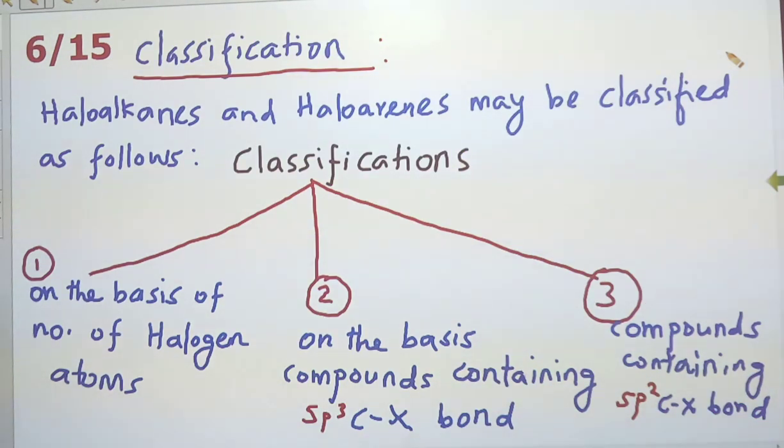Let us see the classification of haloalkanes and haloarenes. Haloalkanes and haloarenes may be classified in three ways. First one is on the basis of number of halogen atoms. Second one is on the basis of compounds containing sp3 hybridized carbon-X bond. Third one is on the basis of compounds containing sp2 hybridized carbon-X bond.